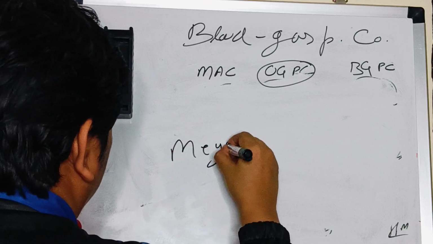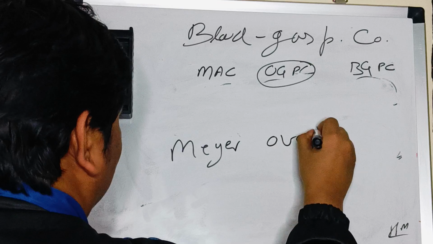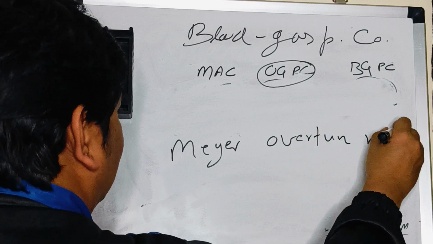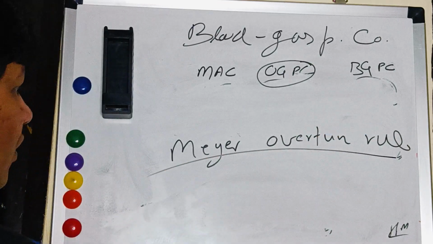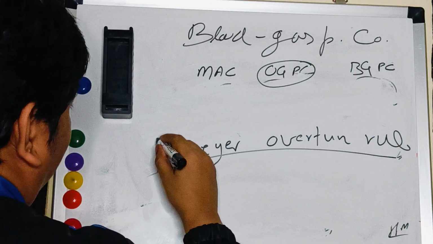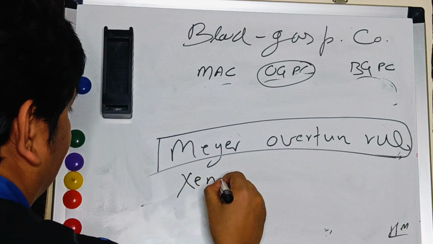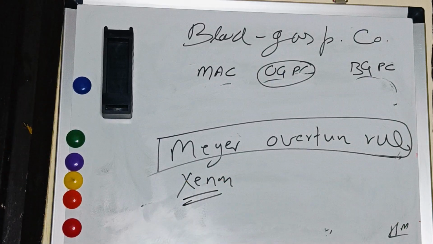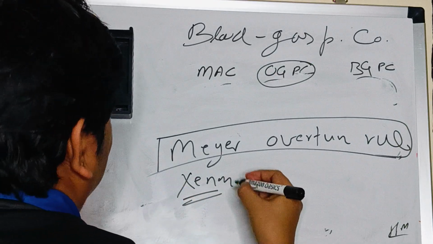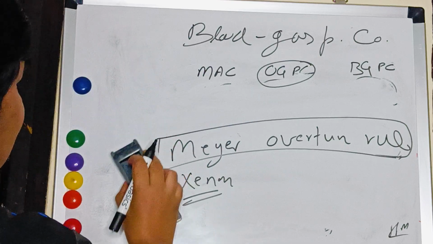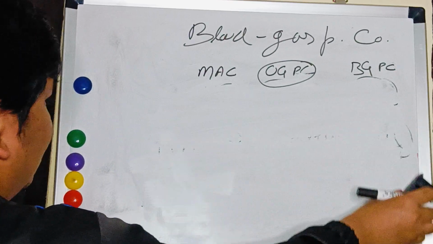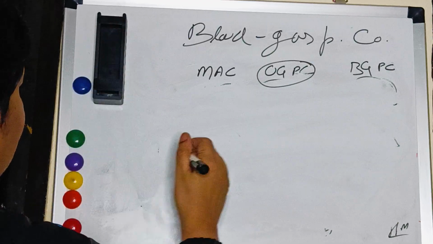So the Meyer-Overton rule is not an absolute law. It has many loopholes. In the case of xenon, it is not applied, because even if the oil gas partition coefficient is low, the MAC value is very low. That's why it is a very highly potent drug. It's because of its mechanism of action. The mechanism of action is NMDA receptor driven.